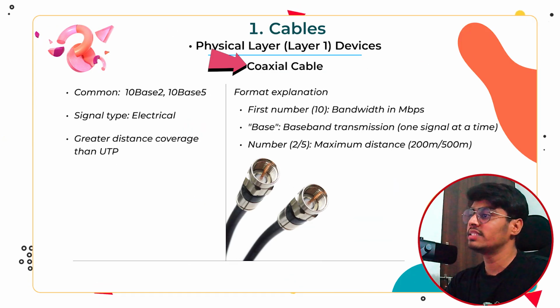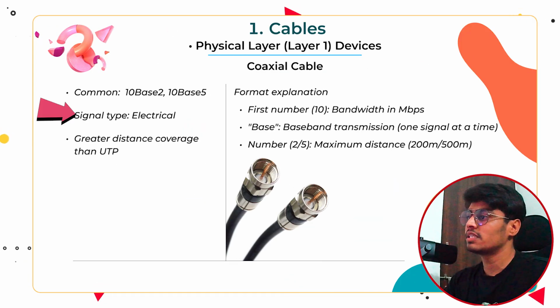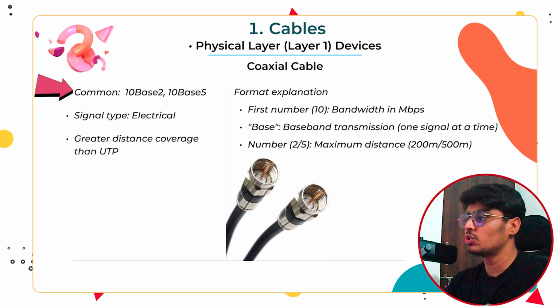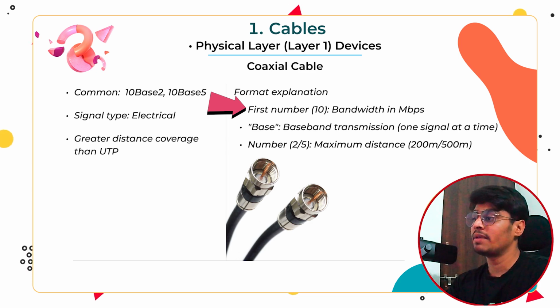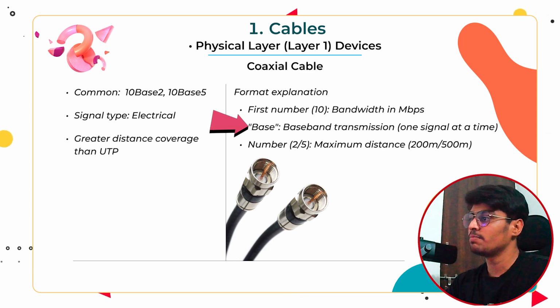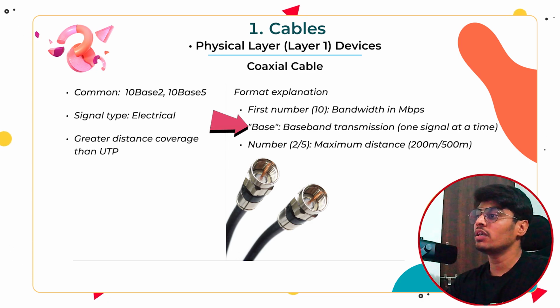Then we come to coaxial cable. In coaxial cable, also, the signal is electric. Here we can see common types: 10 base 2, 10 base 5. What is the change here? The 10 is exactly the same, 10 megabits per second. Base is exactly the same, base means one signal at a time. Now what does 2 mean here?